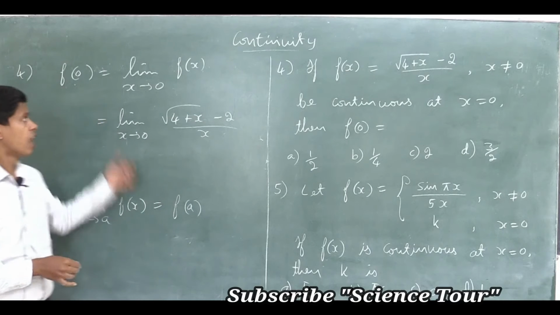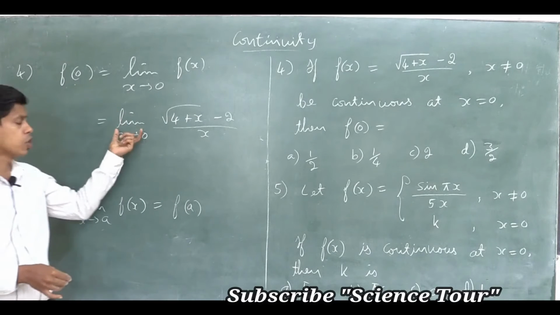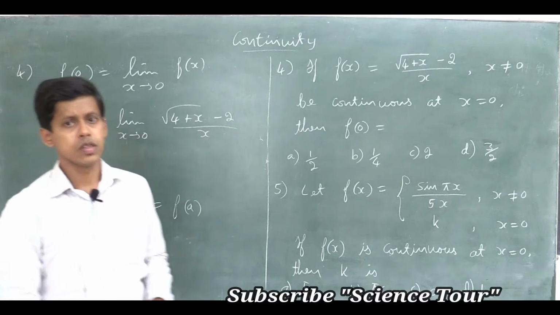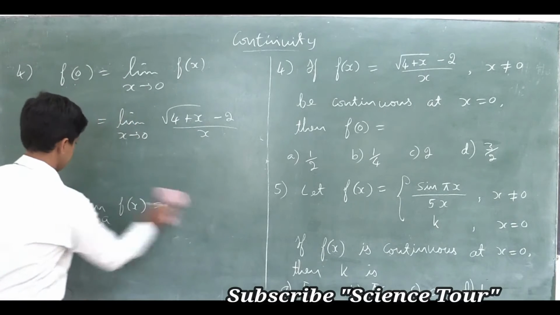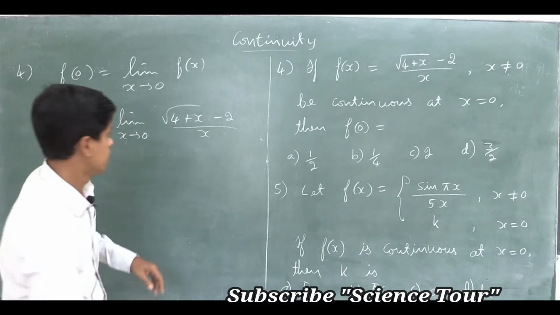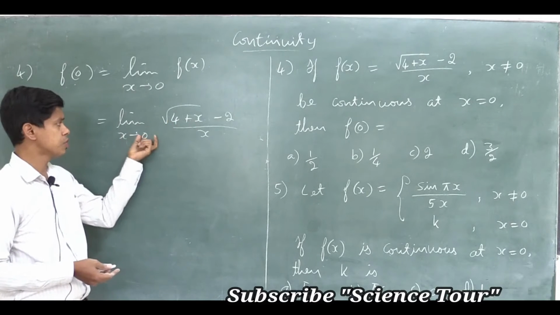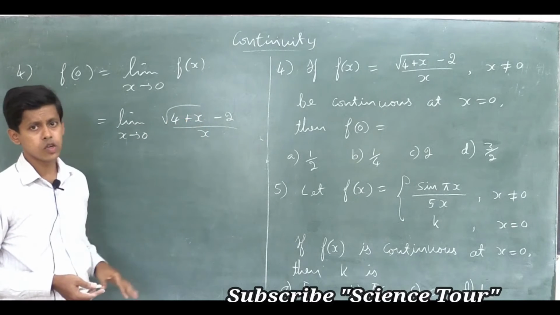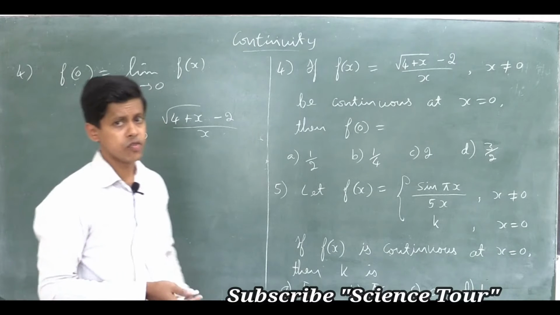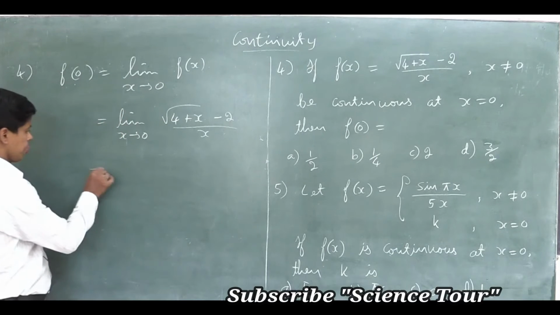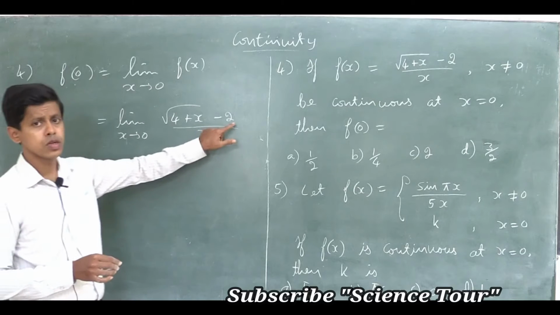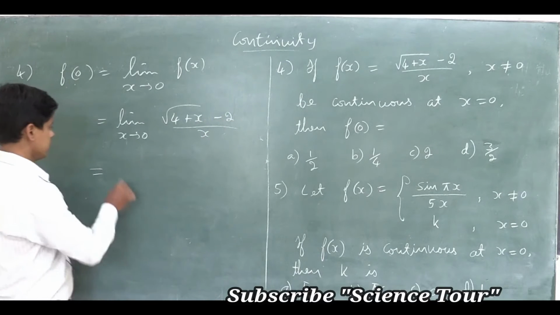So to find f of 0, now we have to find the limit of the function f of x. So let's continue with this. How do you find the limit of this? Here, if you substitute x tends to 0, you will get 0 by 0, which is an indeterminate form. That cannot be the answer. So we have to rationalize the function here.